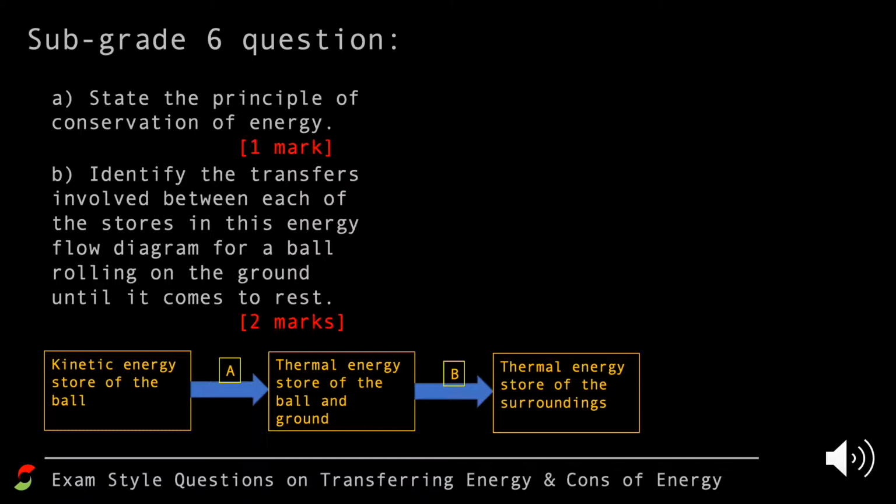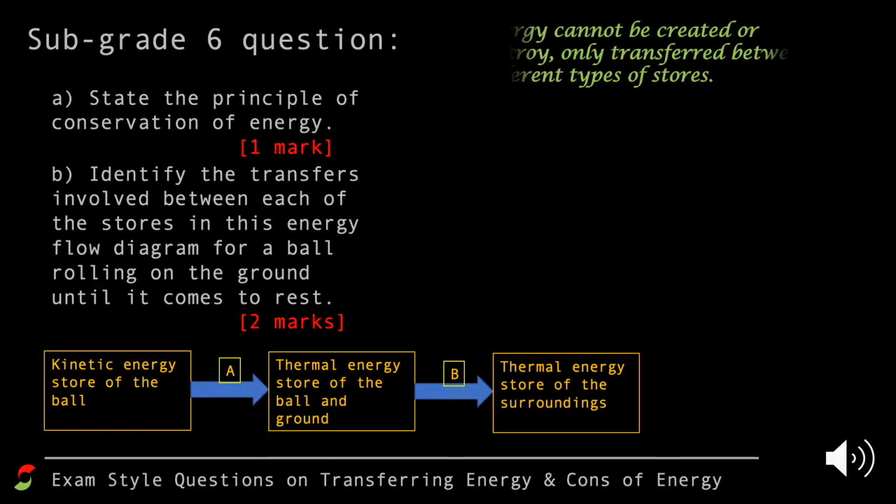So let's start with how we can answer question one, and question one's very basic. It's 1 mark. It says state. It's one of those things where you either know it or you don't, so I advise you to learn the principle of conservation of energy, and that is that energy cannot be created or destroyed. It's only transferred between different types of energy stores.